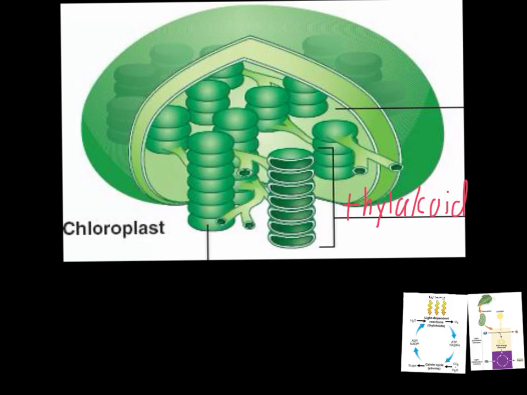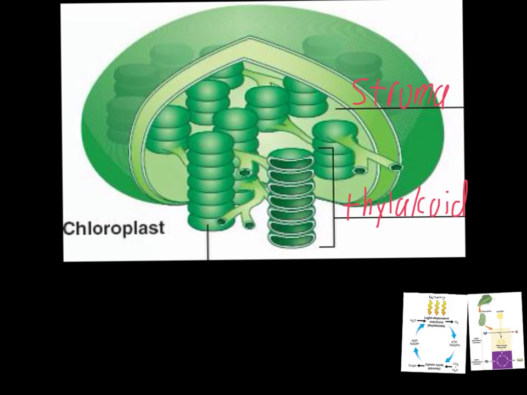The other part, and this line maybe isn't super clear, but it's pointing to the space around the thylakoid. There's fluid on the inside of the chloroplast, and that space is referred to as the stroma. S-T-R-O-M-A. Stroma. So these are the two main parts of the chloroplast. There's going to be a different portion of the process of photosynthesis happening in each of these two parts, because it is a two-part process.